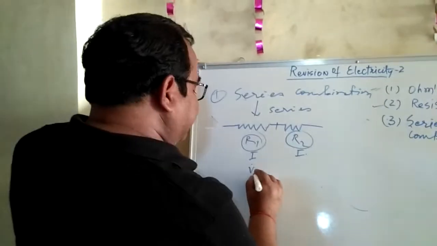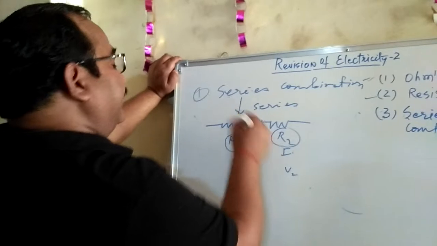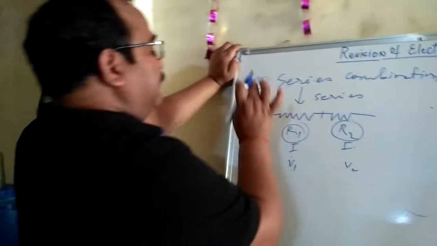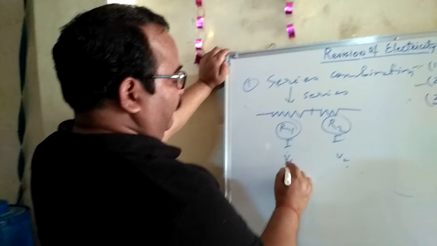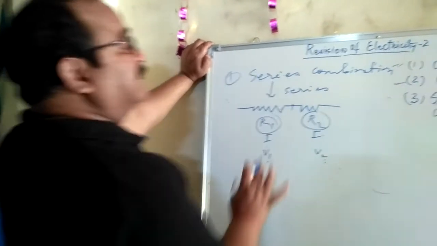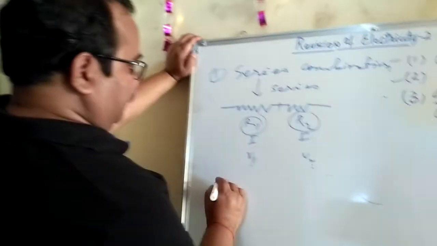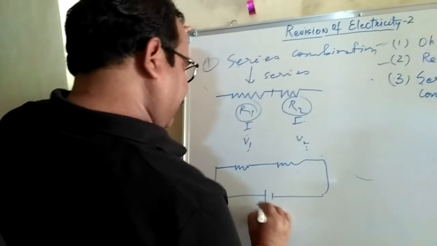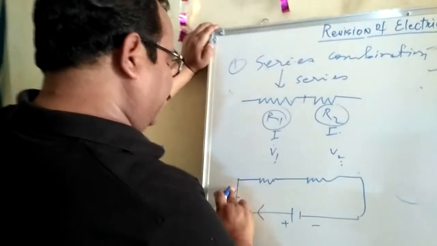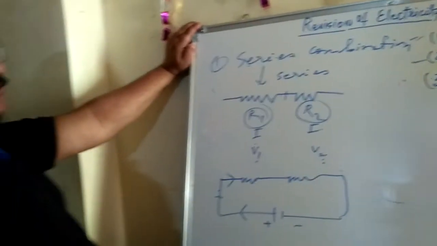But the potential is different. In a series combination, the potential across each resistance is different from each other, V1 and V2. These are the properties and characteristics of the series combination. These are examples of series combinations, or series circuits.